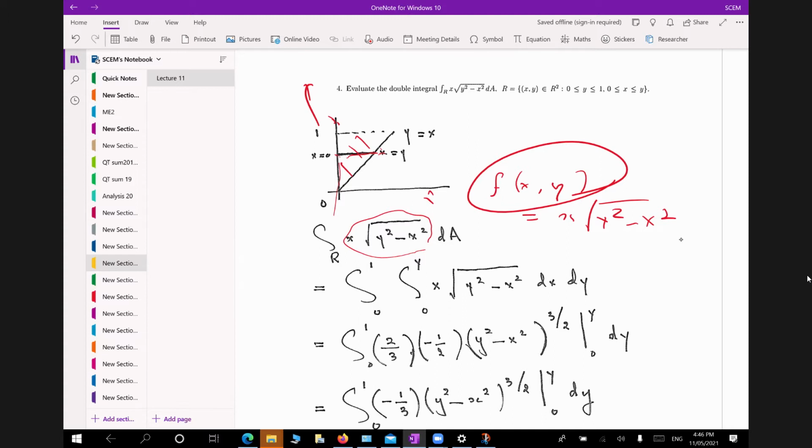Now this is a standard integral. You see, you have x coming here, and you're integrating with respect to x. Beautiful, you can simply integrate this. This is simply to the power half, 3 by 2 multiplied by 2 by 3, same old trick.